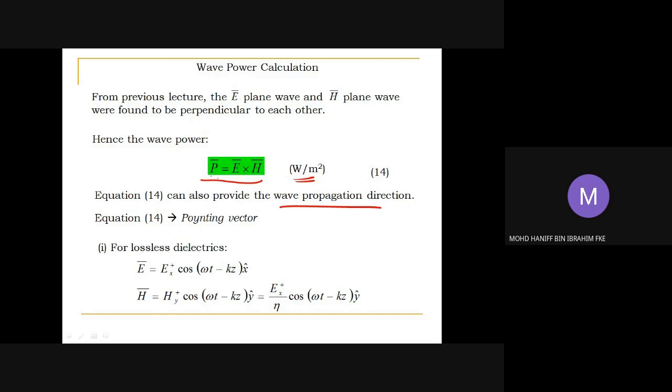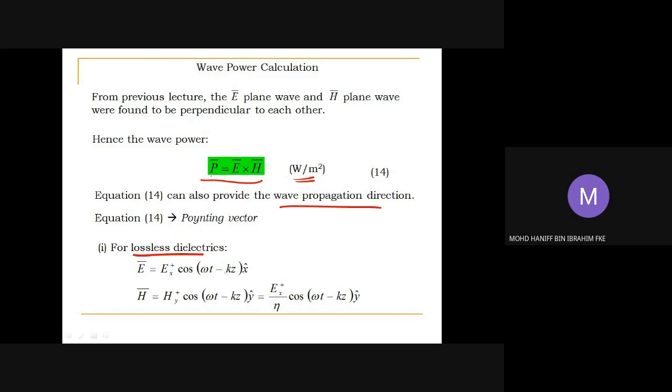Okay, so from here we can now classify the wave power based on the medium. Because we have learned from previous lectures that for different media, the equations of the wave for E and H will be different. So due to this difference of E and H fields for different media, you are supposed to get different values of wave power. Let us start with the lossless medium or lossless dielectric.